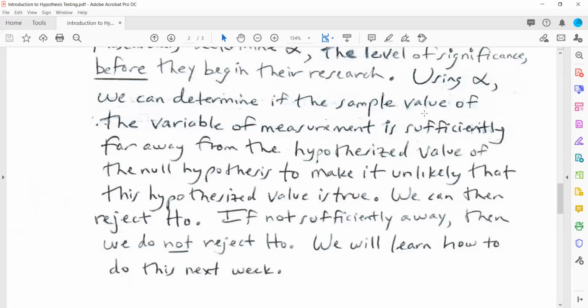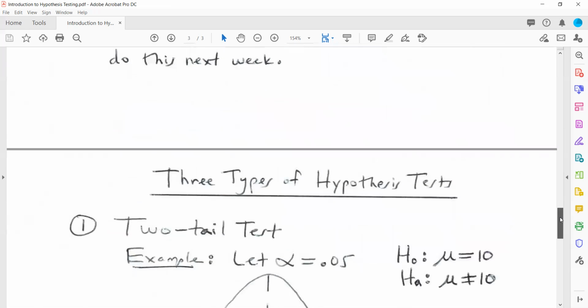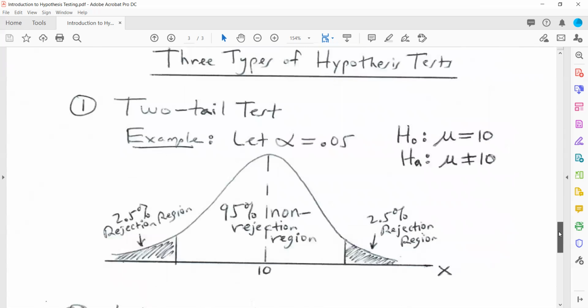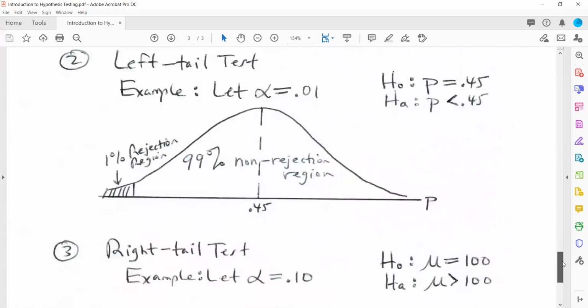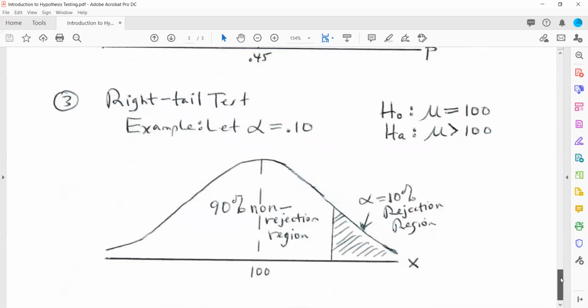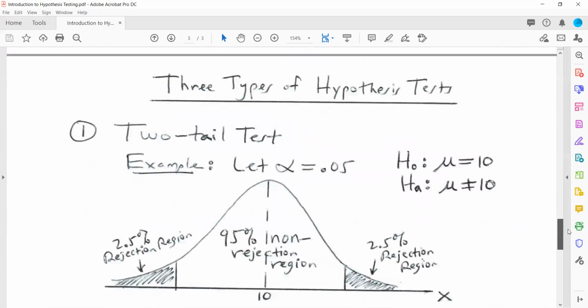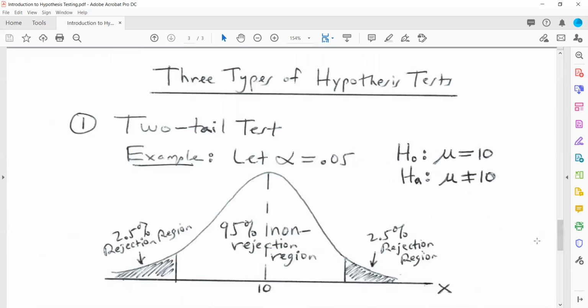So that's what we're going to do. Now, there are 3 types of hypothesis tests. One of them is called a two-tailed test. The other is called a left tail or lower tail test. And the third one's called a right tail or upper tail test. I'm going to show you one method of determining whether a sample statistic supports the null hypothesis or not.